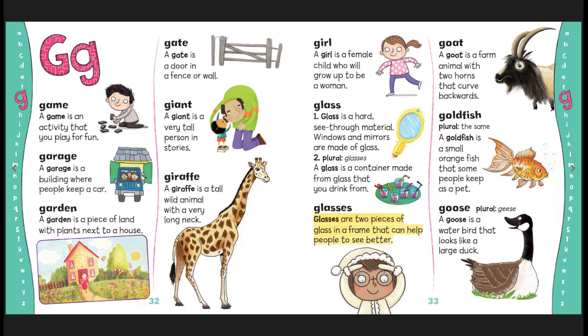Goat. A goat is a farm animal with two horns that curve backwards. Goldfish. Plural, the same. A goldfish is a small orange fish that some people keep as a pet. Goose. Plural, geese. A goose is a water bird that looks like a large duck.